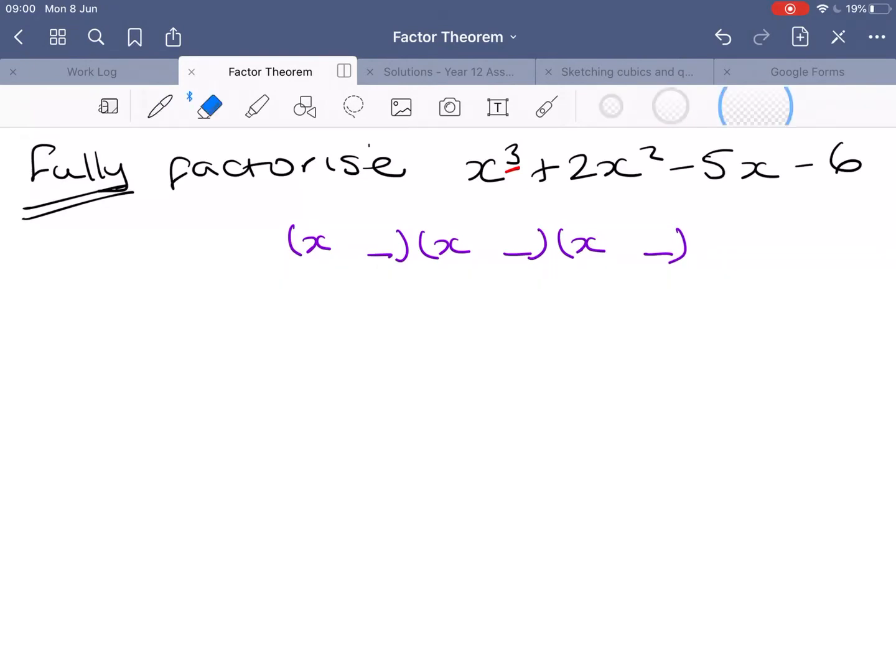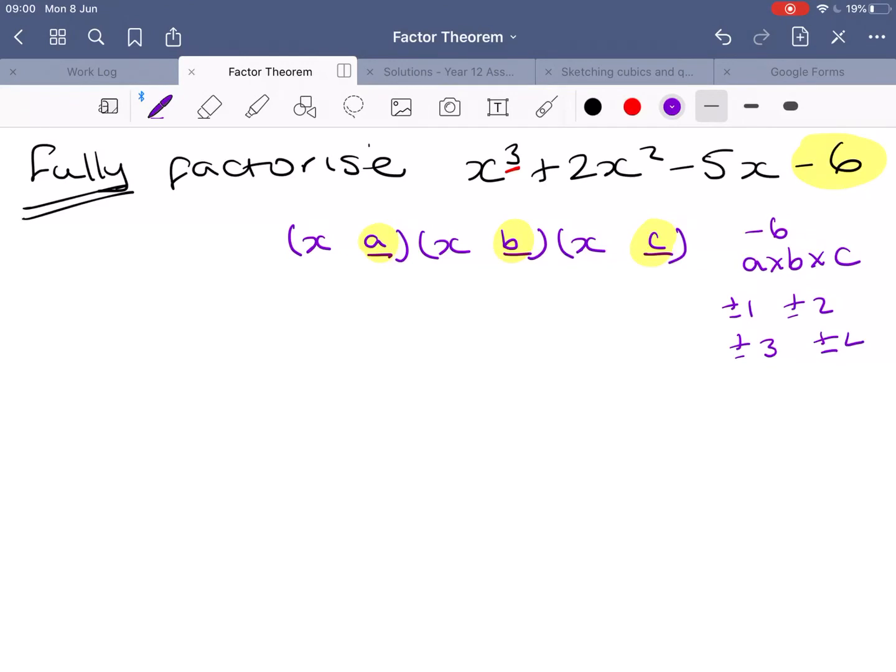The only way I get this minus 6 on the end is to do this times this times this, which means, if I call this A, B and C, my minus 6 is created by doing A times B times C. And that is a really useful bit of information, because that means A, B and C have to be a factor of minus 6. So A, B and C have to be either plus or minus 1, plus or minus 2, plus or minus 3, or plus or minus 6. They're the only numbers that A, B and C can be. So that gives me the numbers to try.